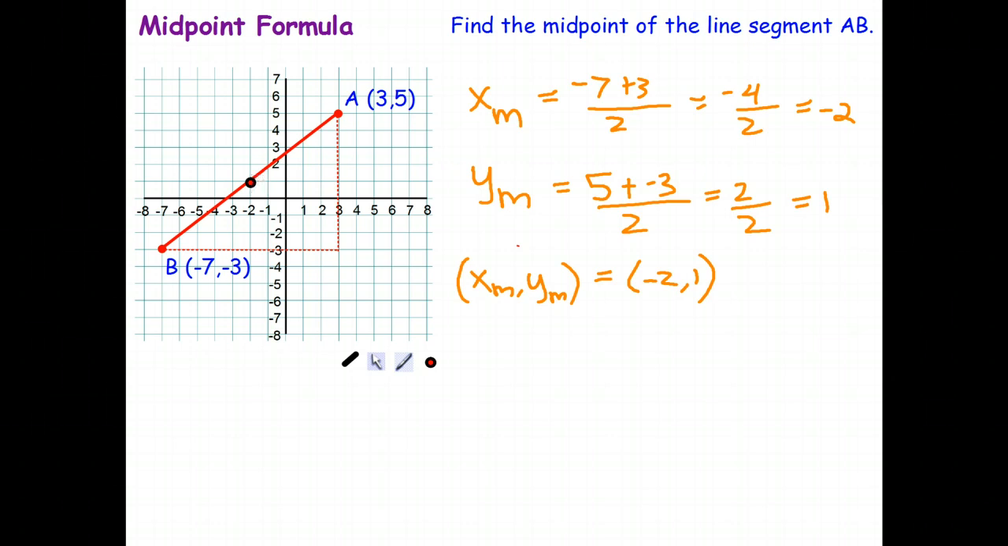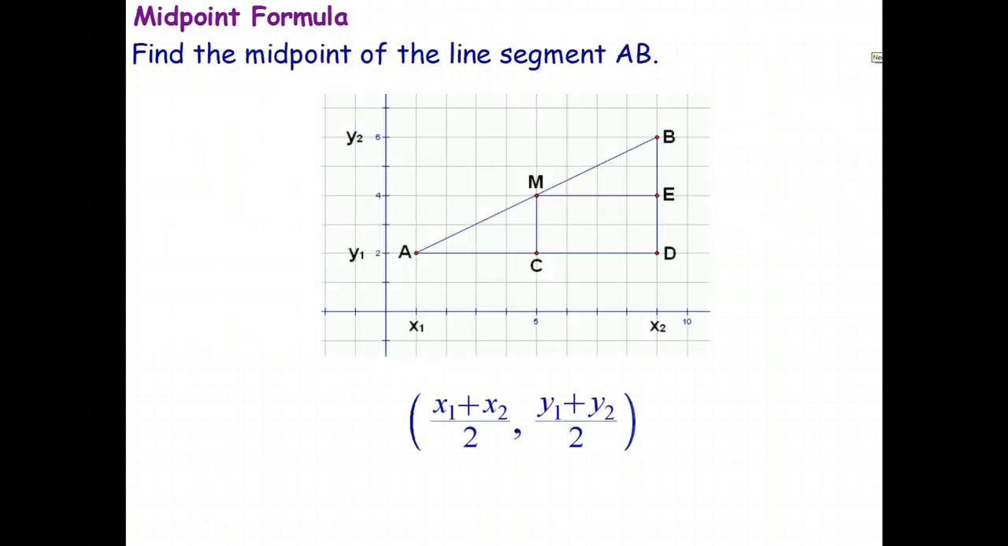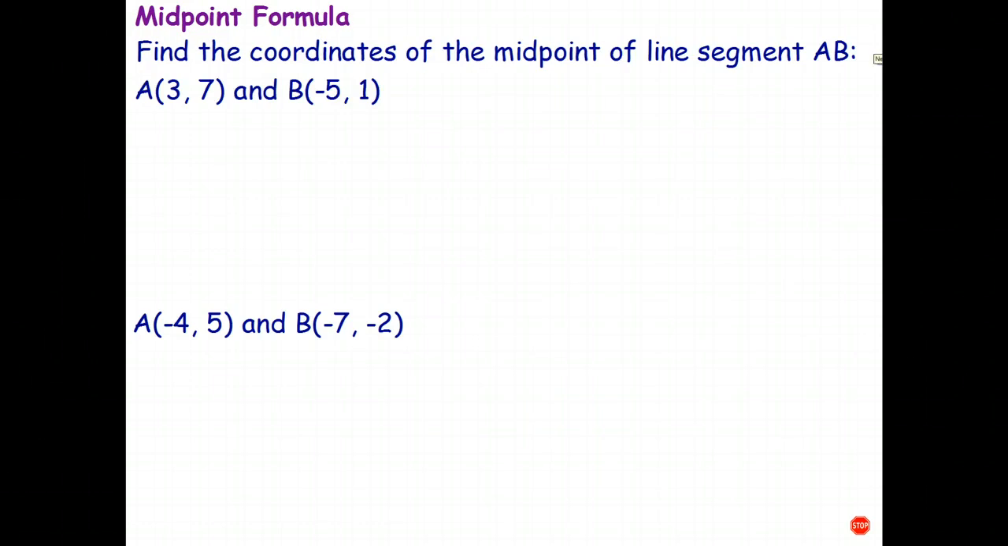So in general, in order to find the coordinates of the midpoint of a line segment, you just add the two x-coordinates of the endpoints and divide by 2. That gives you the average x-coordinate. Add the two y-coordinates of the endpoints and divide by 2, and that gives you the average of the two y-coordinates. So let's show you how this actually works in practice.